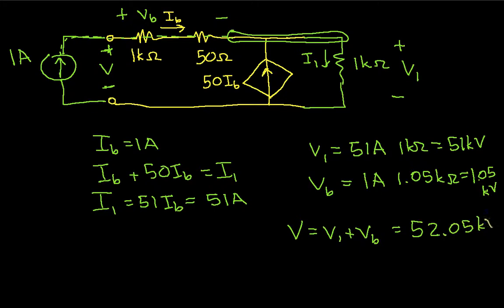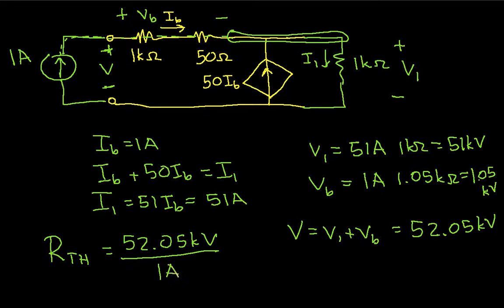So that means that the total voltage V is going to be V1 plus VB, which is 52.05 kilovolts. And the Thevenin equivalent resistance, RTH, is going to be this 52.05 kilovolts divided by my 1 amp that I put in, which gives me 52.05 K ohms.